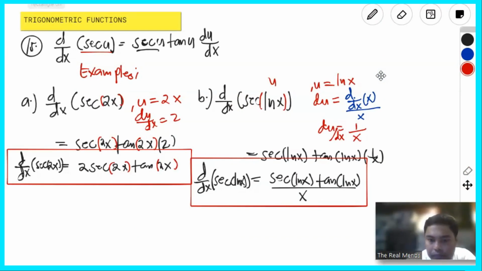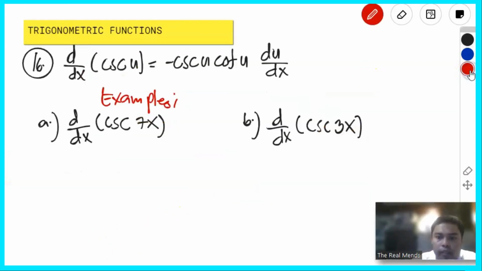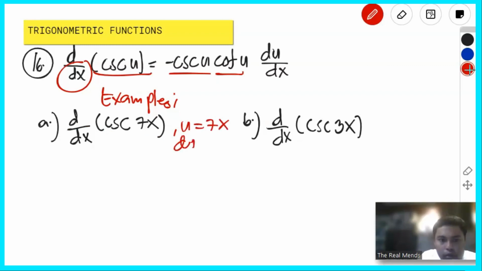Okay, let's have the last trigonometric function. Okay, from here, if you get the derivative of cosecant of u with respect to dx, it's just negative cosecant of u, cotangent of u, and then du over dx. Okay, so we have a problem. Get the derivative of cosecant of 7x with respect to dx. So from that, our u is equal to 7x. To get the derivative of u with respect to dx, that is just 7.